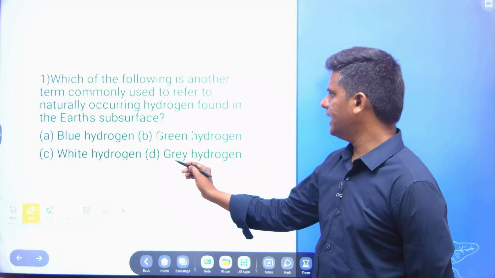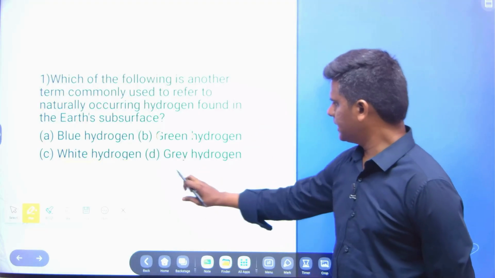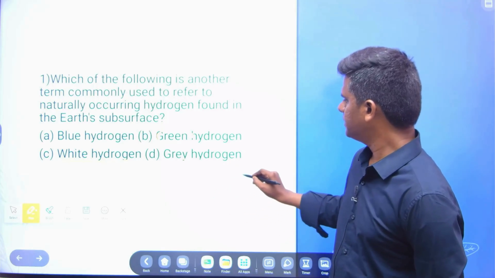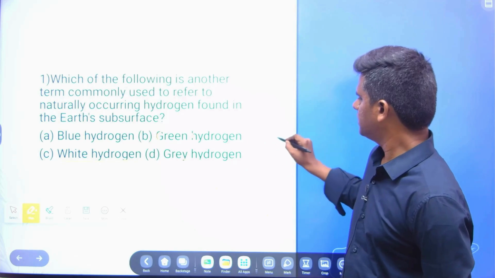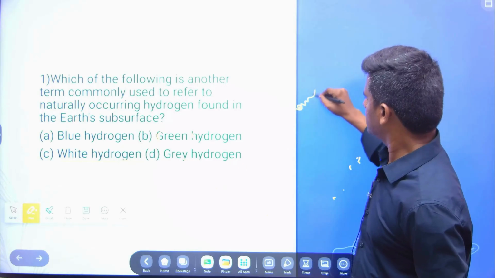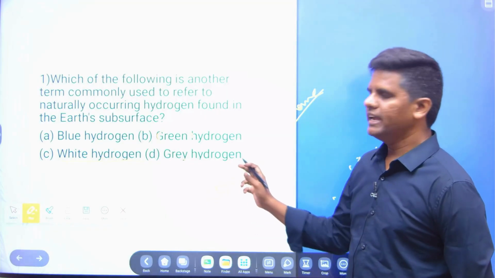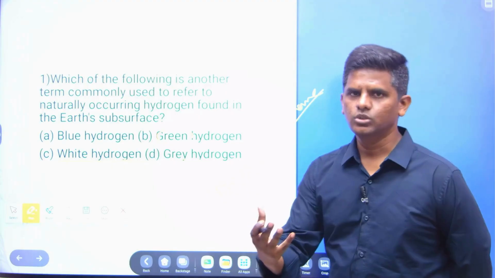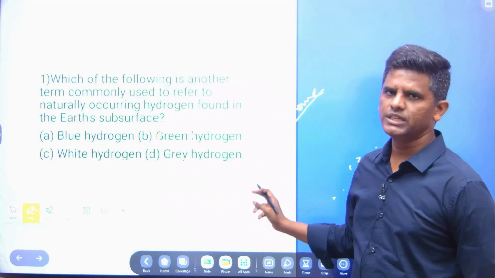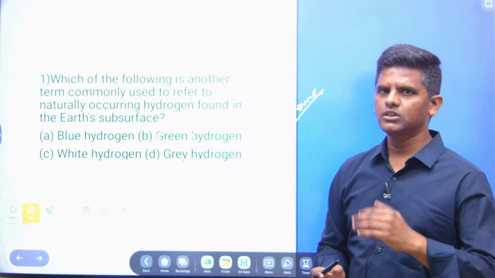And what is grey hydrogen? Grey hydrogen is basically the reaction of steam with methane. Steam with methane is grey hydrogen, and in grey hydrogen the carbon dioxide is released into the atmosphere. And blue hydrogen also involves the same process, steam with methane, but carbon dioxide is captured. That is the difference. So it is not very polluting.